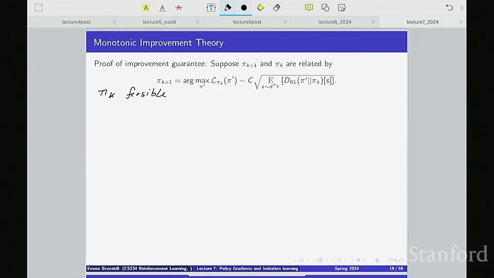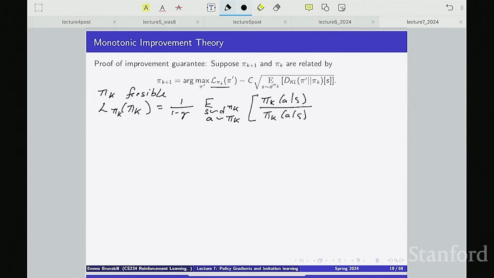Okay, so now let's just do something a little silly, but it's going to be useful. We're going to look at what L pi k of pi k is. That's this term. Let's see what that expression is when we plug in the same policy that we actually used to gather our data. Remember that would just be equal to 1 over 1 minus gamma, expected value over S according to d pi k, just writing down the definition of what L is, of pi k of A given S divided by pi k of A given S times A of pi k.